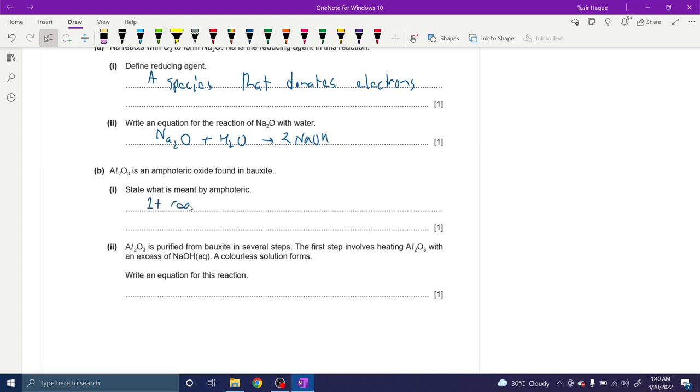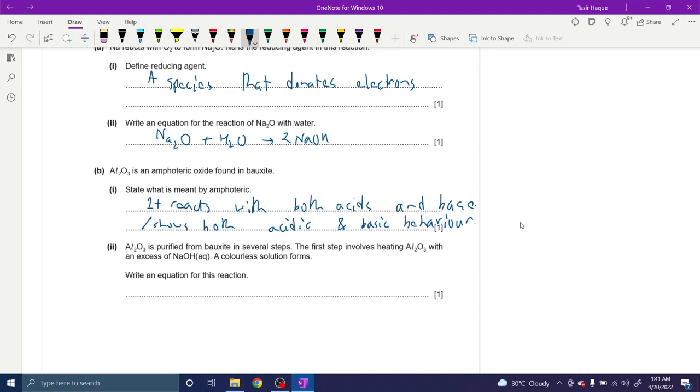It reacts with both acids and bases. Or you could say it is a substance which shows both acidic and basic behavior. Both work. Okay? Shows both acidic and basic behavior. Okay?